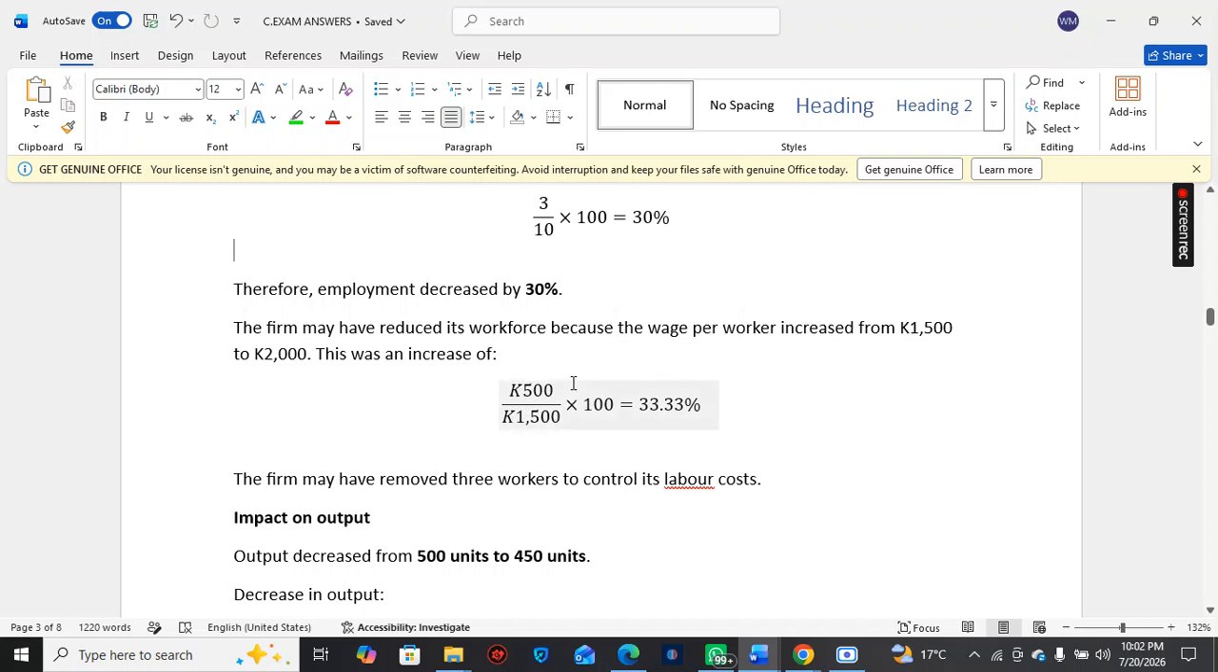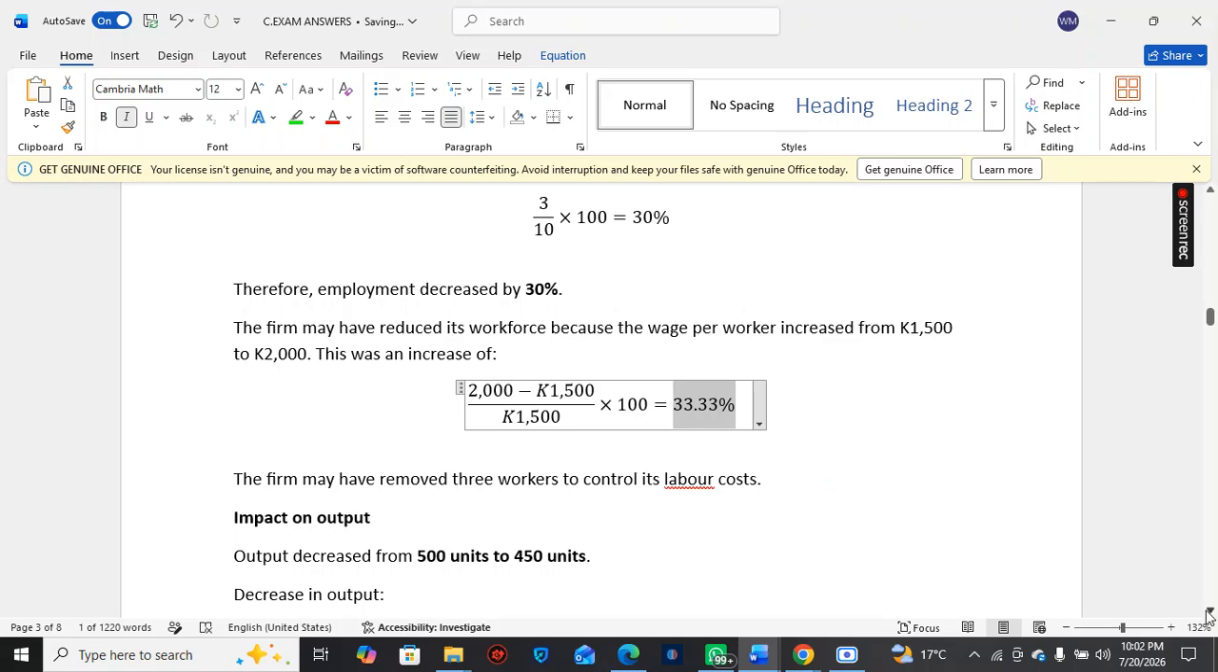The wage increase, there was a 33% wage increment. Okay, you just do that. 2000 minus 1500. Labor, so here what we're just basically saying is the labor costs increased by 33.3%. Labor costs increased by 33.3%. Then 3 workers were laid off, meaning employment dropped by 30%.